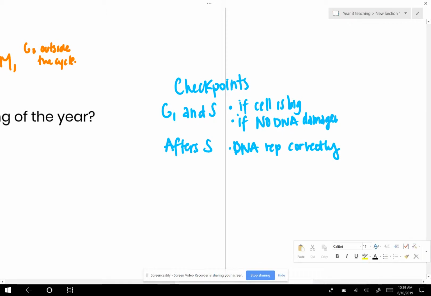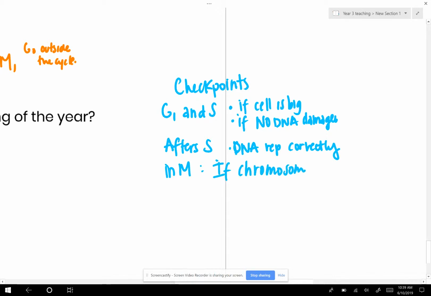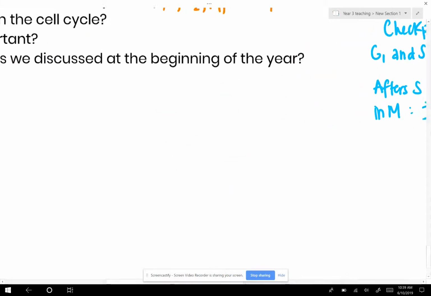The next thing is that in M phase, we also check if chromosomes are lined up. The reason we do this is that if the chromosomes are not lined up correctly, then we're going to end up with an uneven amount of DNA. So we want to make sure that the amount of DNA is even between those two cells, okay?